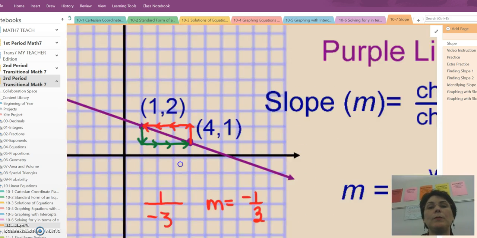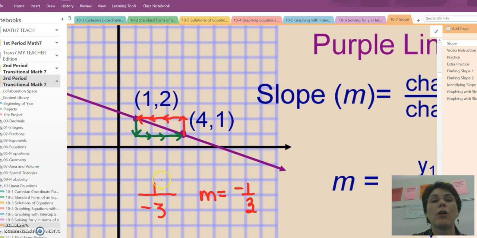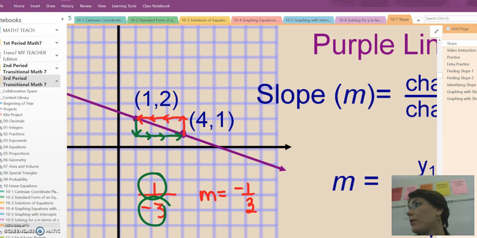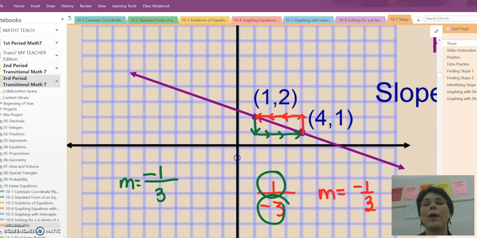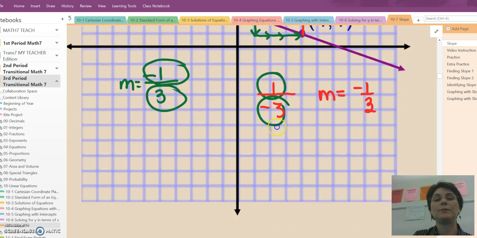So in this example, if we're going from (4, -1) to (1, -2), we went up 1. So 1 is our rise, and we went backwards 3. So -3 is our run, so our slope is -1/3. Or we could have counted the other way, started with (0, 1) or (1, 2) and counted down 1 to get a -1 in our numerator, and counted forward 3 to get a +3 in our denominator. So again, this is called rise over run.